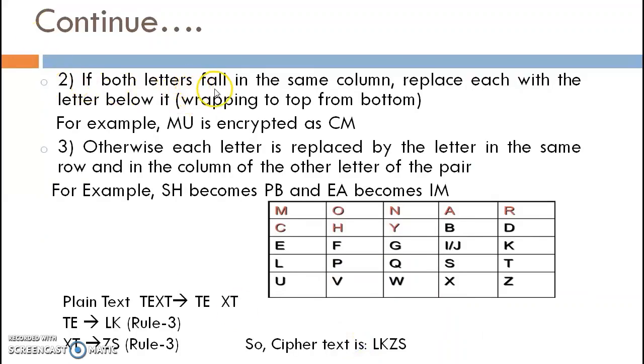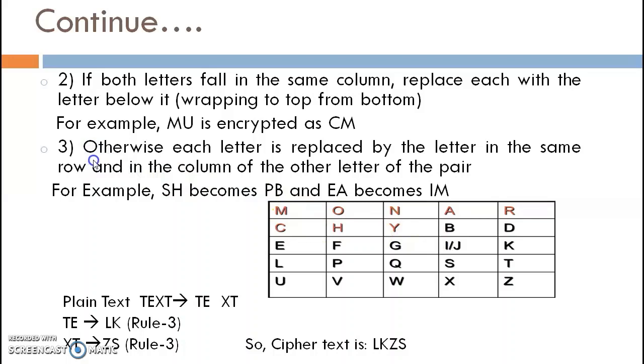Now the second rule: if both letters fall in the same column, then replace each with the letter below it, and if required, wrap from the bottom to the top. For example, M and U are both in the same column, here the first column. M is replaced with the character below it, C, and U, wrapping back to the top, is replaced with M. So MU is replaced with CM. Okay, like that.